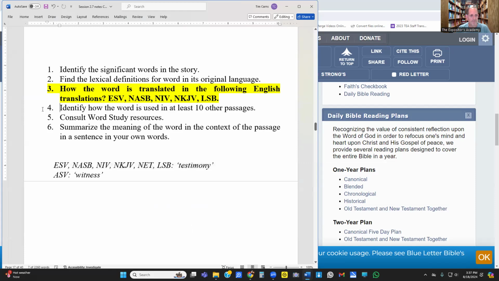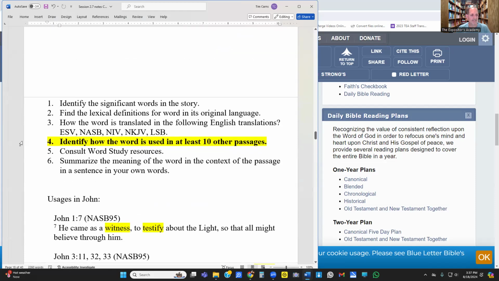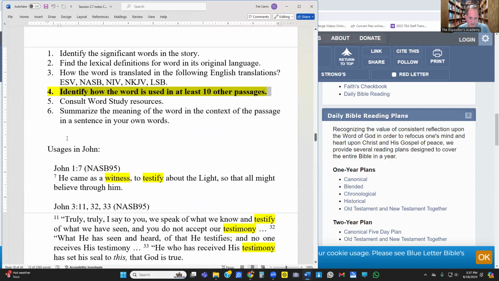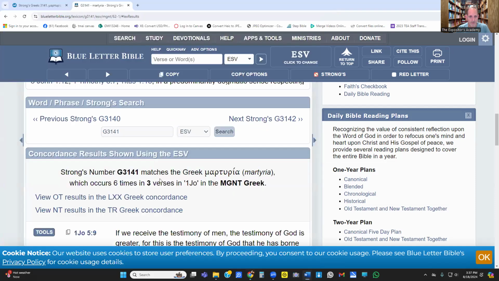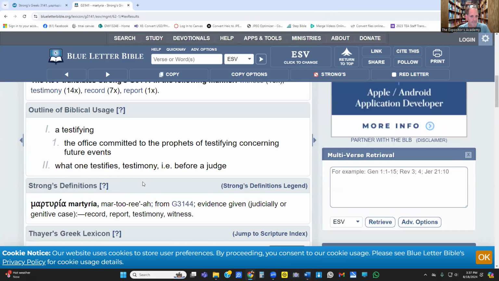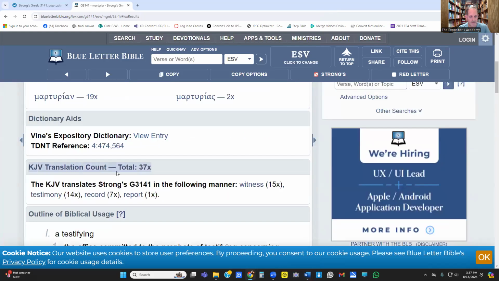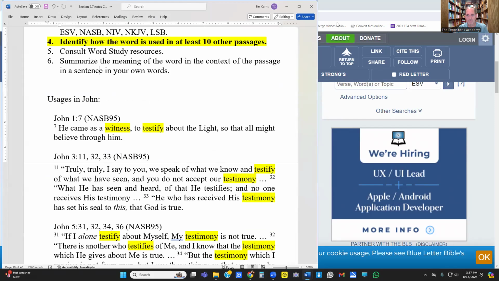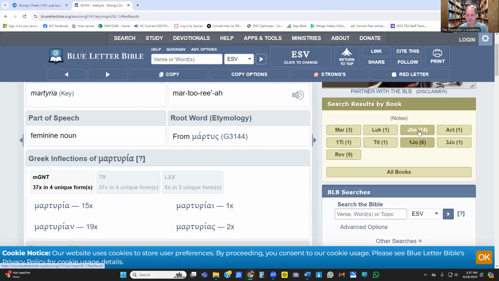All right. Now, step 4, how is the word used in at least 10 other passages? All right. And so this is where we're going to want to go back to first. Remember, the word is used, I think, 37 times, right? Yeah, 37 times. So we don't have to look up all 37 passages. So what I had suggested for you to do is, okay, let's first look up how it's used in John. Okay, and so we can go to Bible Hub here, go up to John, and notice 14 times.